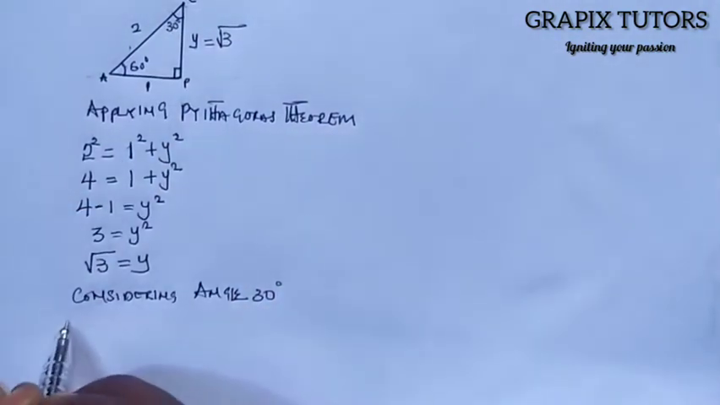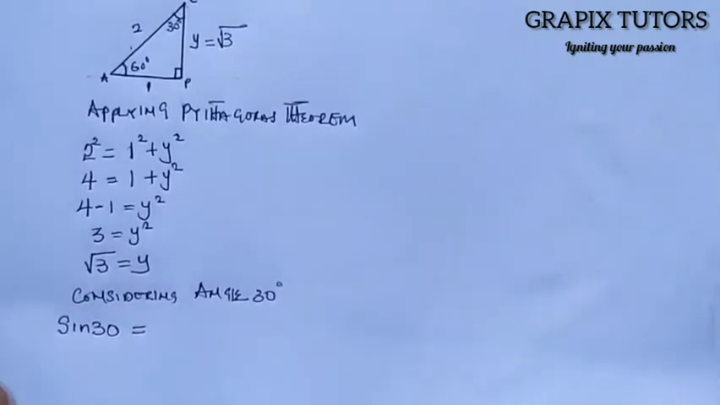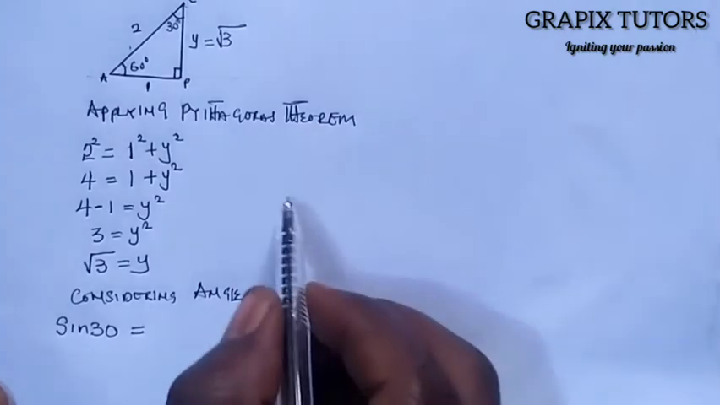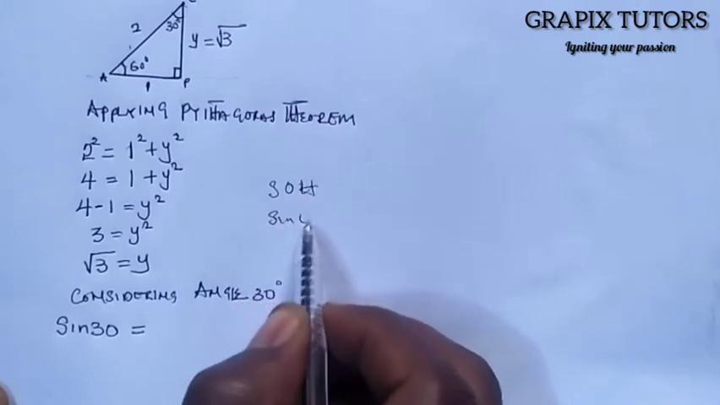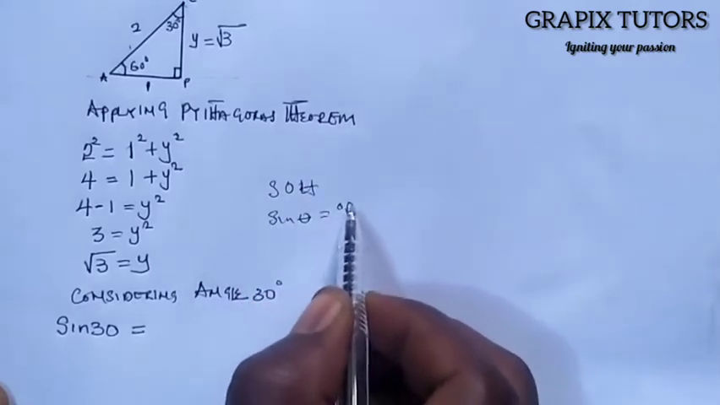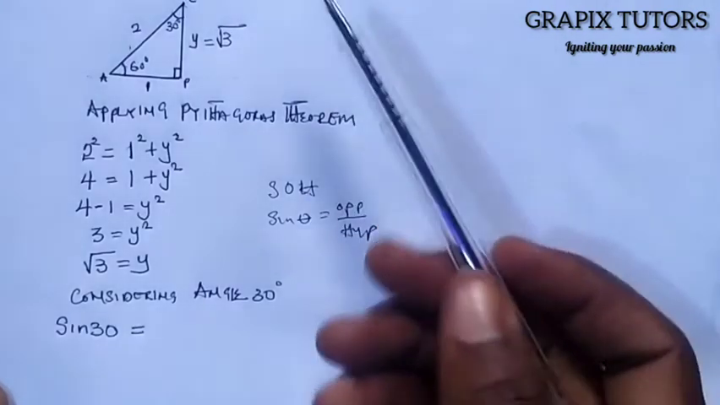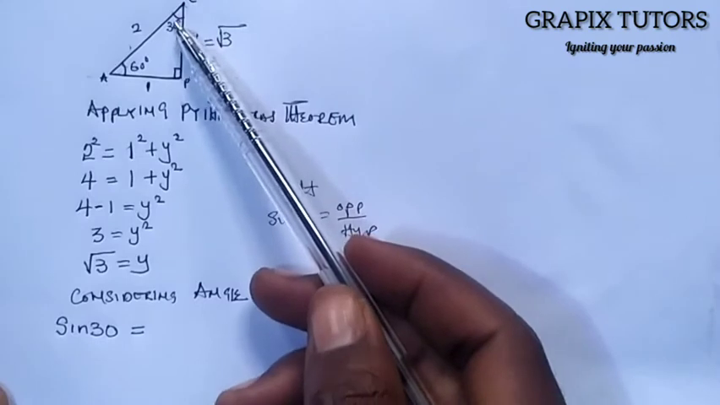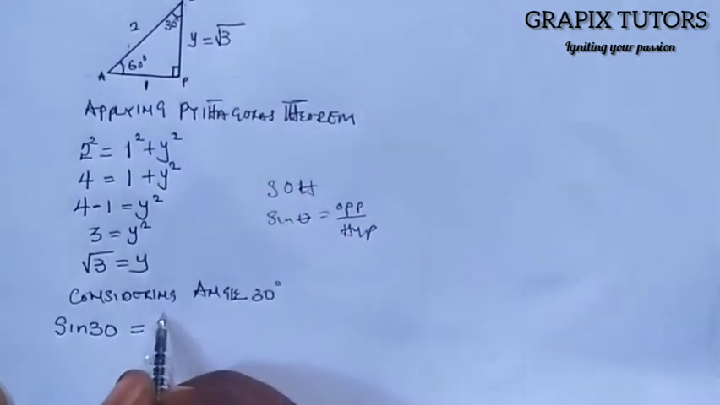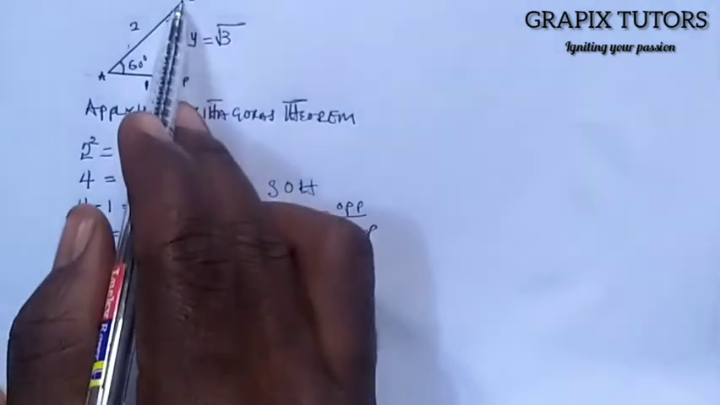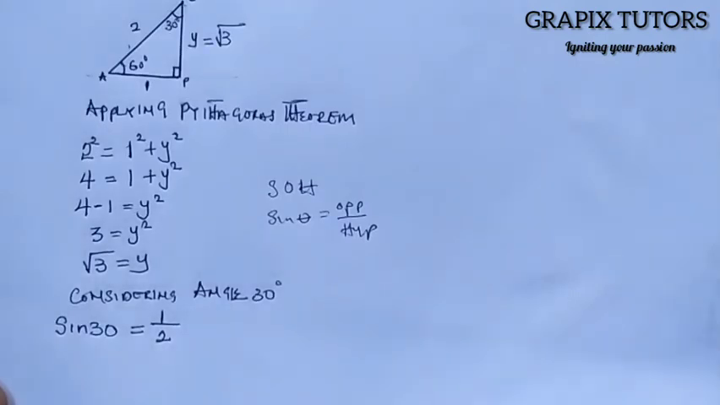So if I write sine 30, what will it give me? Now we know sine is gotten from the word soh, which is what? Sine of any angle will give us what? Opposite over what? Hypotenuse, right? Now since I'm considering my 30, the side my 30 is facing is my opposite, right? So we're having opposite, which is 1, all over the longest side, which is hypotenuse, that will be what? 2. So sine 30 will give us 1 over 2.